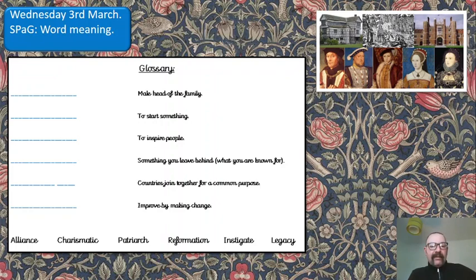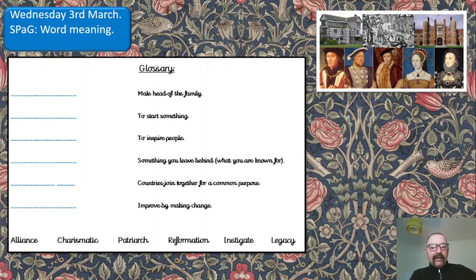Now, there are some meanings to those words on the screen as well. So at the top it says make head of the family, to start something, to inspire people, something you leave behind or what you are known for, countries join together for a common purpose, and improve by making a change.